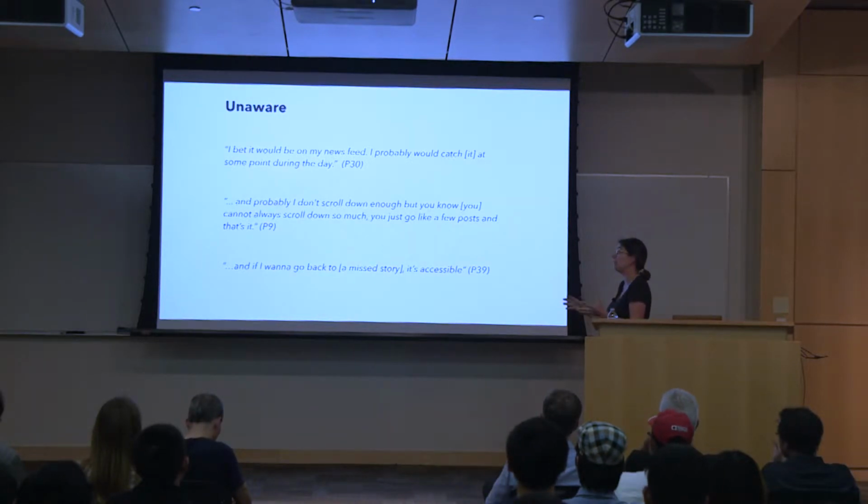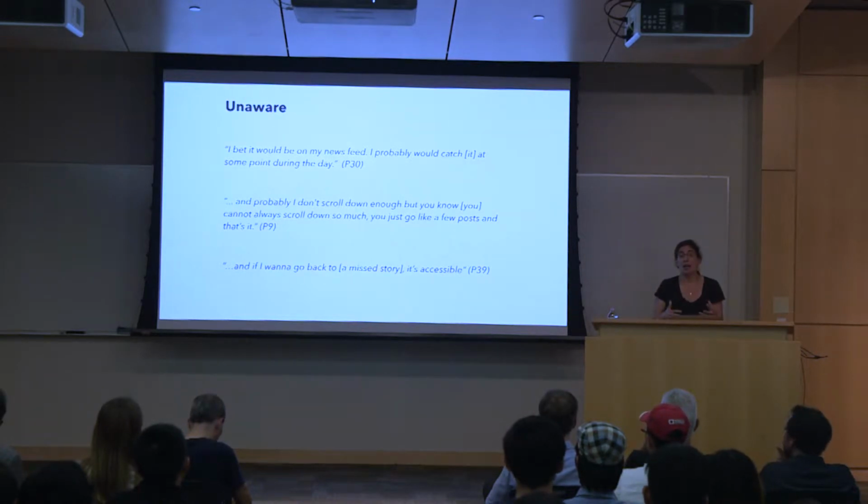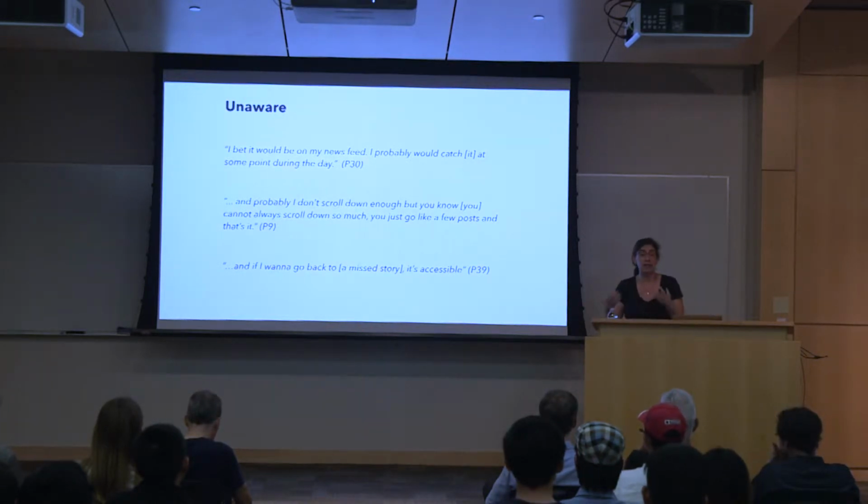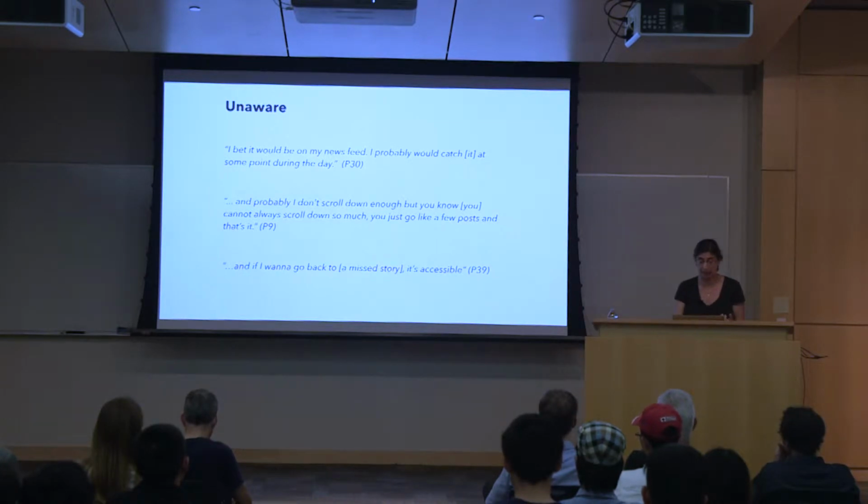You just go a few posts and that's it. If I want to go back to my story, it's accessible. Basically, they were blaming themselves. They were like, it's there. If I didn't see it, it was because I missed it, not because the interface didn't show it to me.